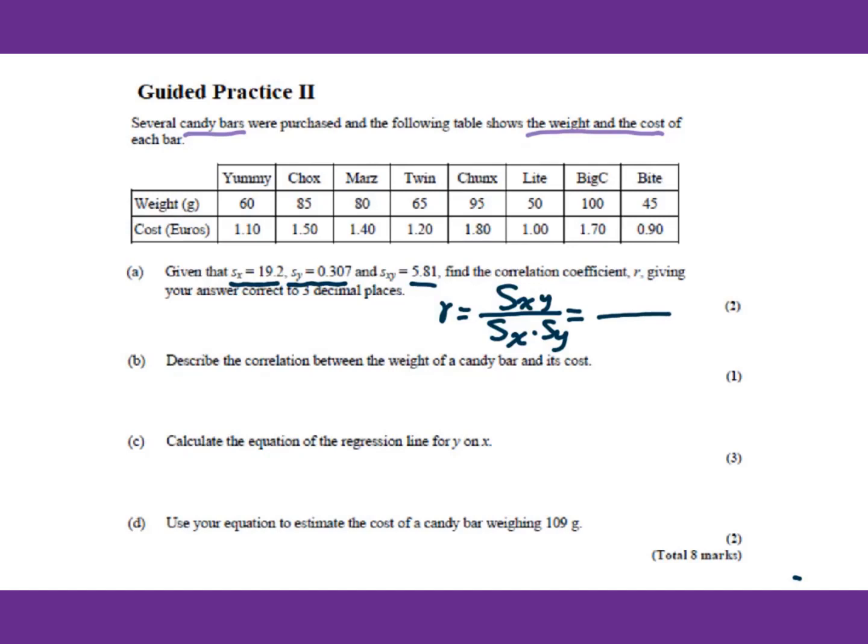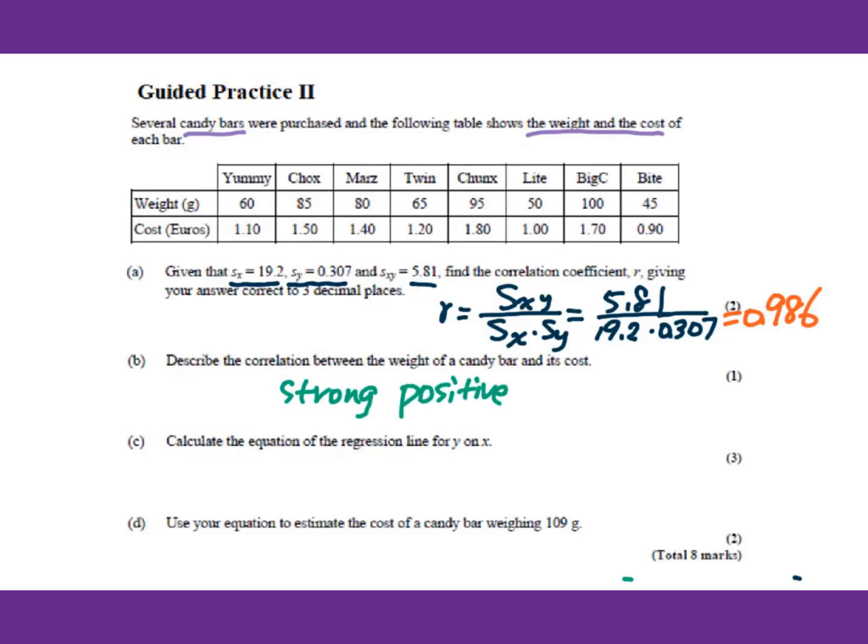So we plug in 5.81 over 19.2 times 0.307. We put it into the calculator and you will get R equals 0.986. So it has a strong, or very high, positive correlation.